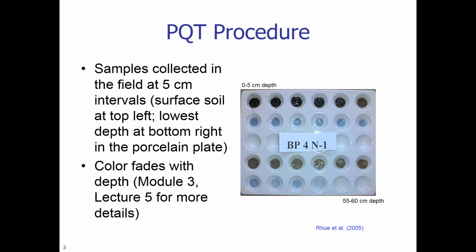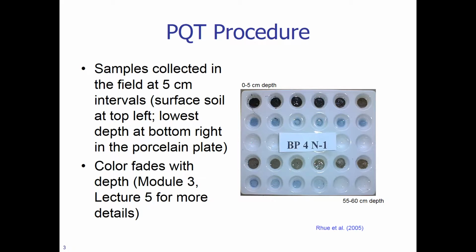In this spot plate here, what we have done is collected samples from the field at 5 centimeter intervals. The surface soil is in the top left-hand corner, and the lowest is at the bottom right-hand in the porcelain plate that's shown here. This has been explained in detail again in a previous lecture.